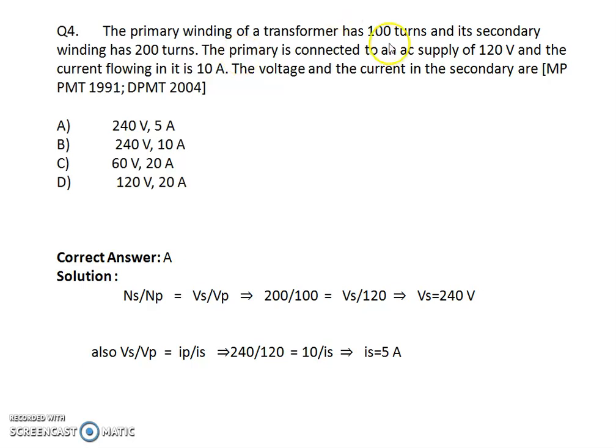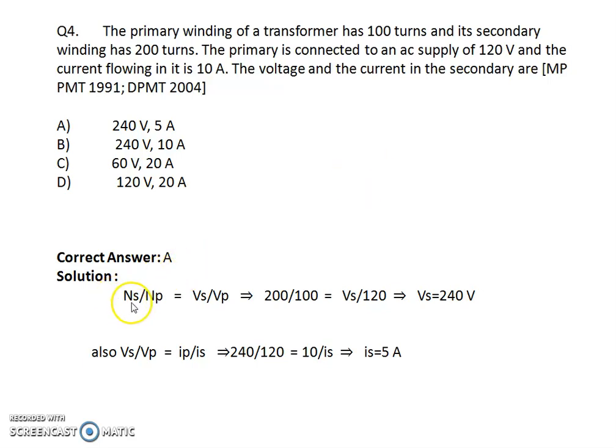So you are given the number of turns in the primary, that is 100. The number of turns in the secondary winding is given as 200. The primary is connected to an AC voltage supply of 120 volts. So the primary input voltage is 120 volt and the current flowing through it is 10 ampere. And now you have to calculate the voltage and current in the secondary coil.